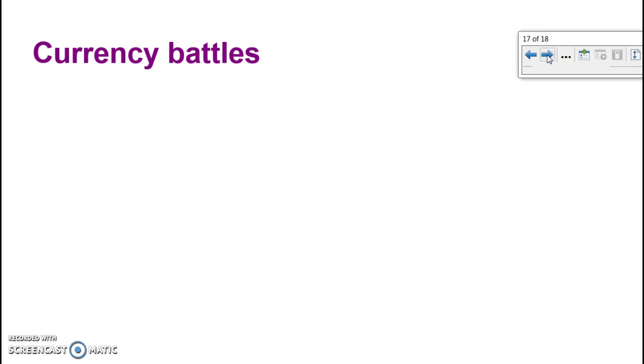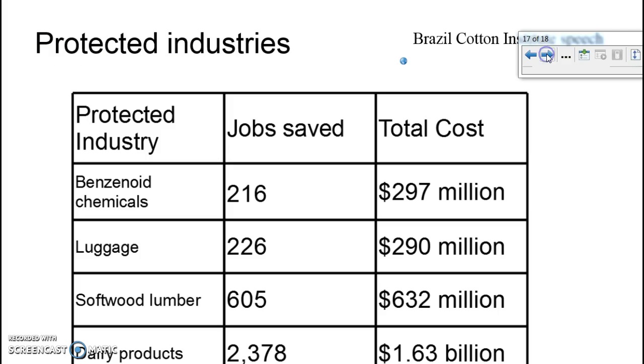Currency battles, we'll talk more about currency next time, but another way to try to influence trade and cause problems between countries is to try to devalue your currency. As we'll see next time, devaluing your currency helps your exports and it limits imports and it causes an imbalance of trade.